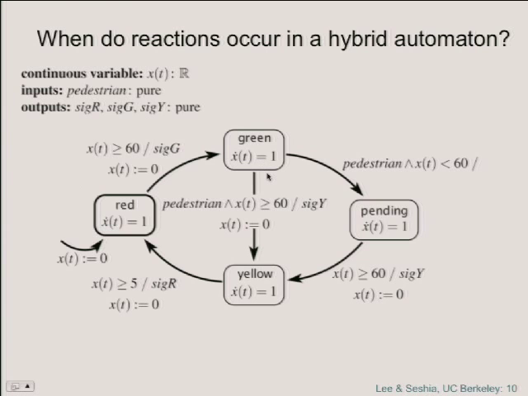How many people think x equals 61 is a reachable state? Okay, those are all timid hand raisings, but how many think it's not a reachable state? Also timid hand raisings. I would say most of you are not ready for the midterm.